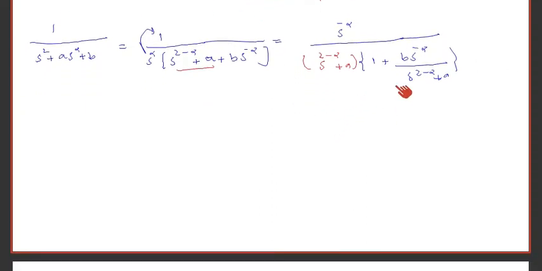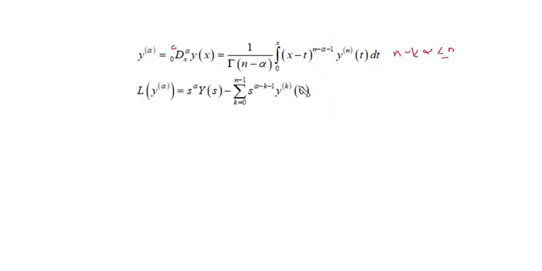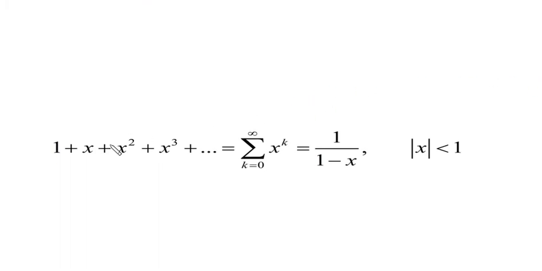Now the expression inside these curly brackets can be written as an infinite series. This is 1 plus x plus x squared plus x cubed and so on. This is a geometric series, an infinite geometric series, whose series form is the sum of x to the power k, k from 0 to infinity, and this series has the sum 1 over 1 minus x, where x lies between minus 1 and 1. So this is the summation form of this series. 1 over 1 minus x can be written in this form.